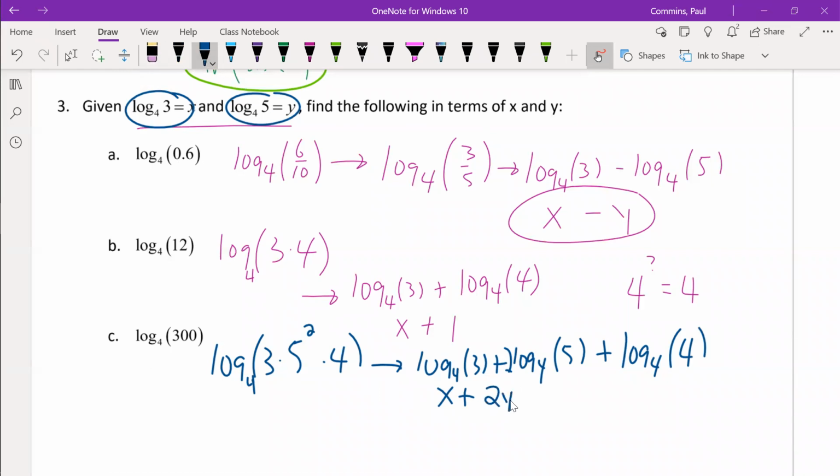2y, and then log 4 of 4 is just 1. X plus 2y plus 1. So there's your answer: the first one is x minus y. This one's x plus 1. And this one is x plus 2y plus 1. All right, moving on to 4.